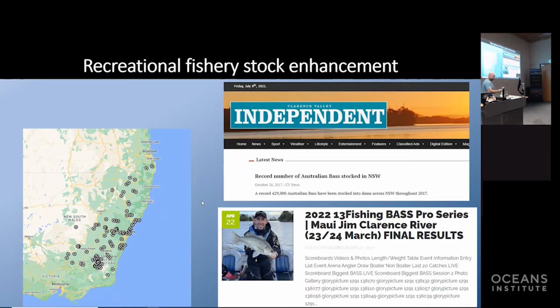Okay, so we're going to change gears and change the model system we're working in. So the new model system is the stocking of Australian bass for recreational fishing in New South Wales. In New South Wales, there's all these systems, and this is happening also in Queensland and whatnot, but I know about New South Wales. They've got all these river systems and impoundments that they are dumping juvenile Australian bass into, right, to support the fisheries.